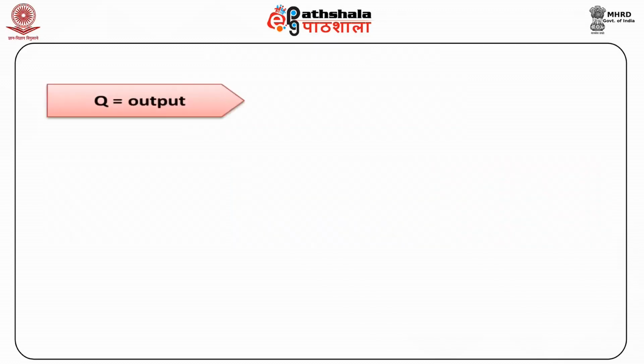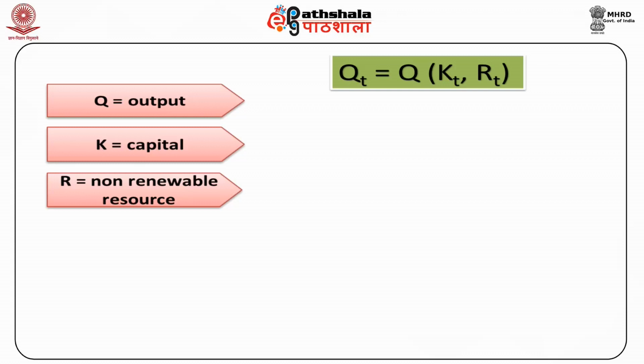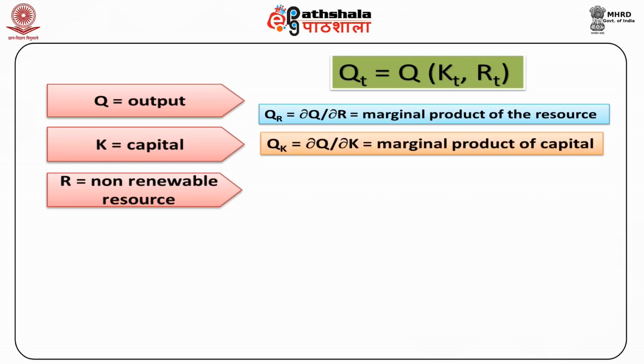Let output Q be represented in the form of a production function involving two inputs, capital K and a non-renewable resource R. The economy's production function is Q_t = Q(K_t, R_t), and let Q_R = ∂Q/∂R be the marginal product of the resource, and Q_K = ∂Q/∂K be the marginal product of capital.